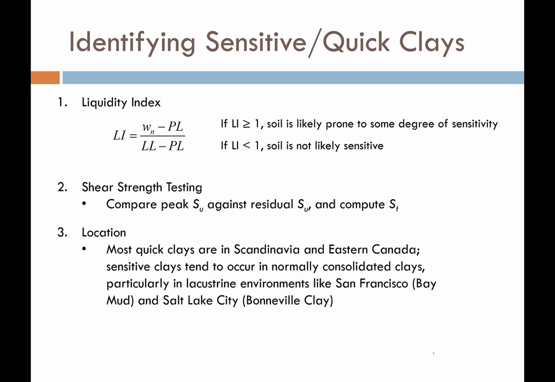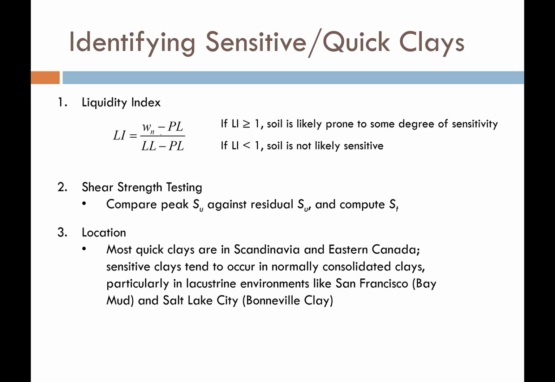So how do we identify a sensitive or a quick clay? There's a couple tricks that a geotechnical engineer can use. One of the easiest tricks is to look at the liquidity index. The liquidity index is calculated from Atterberg limits and the moisture content of the soil. So here's the equation for the liquidity index, where this W is the natural moisture content of the soil, PL is the plastic limit, and LL is the liquid limit.